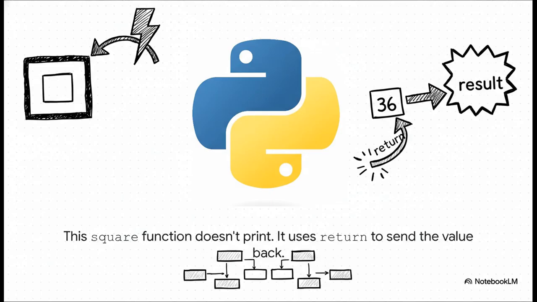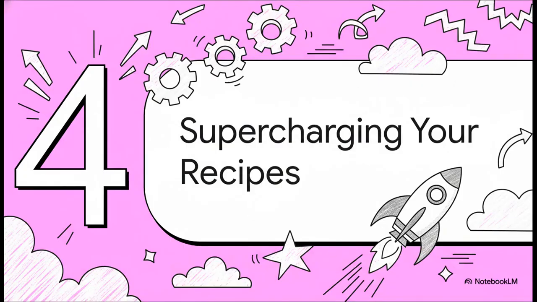We say result equals square 6, the function goes off, does its thing, calculates 36, and then the return statement sends that 36 right back, we catch it and store it in our result variable. Boom. Now we've got the number 36 ready to go. Okay, once you've got these basics down, you can start to unlock some serious power.